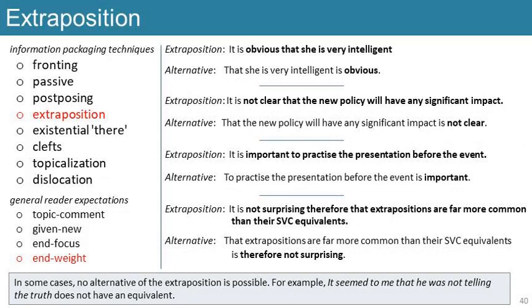The primary reason why writers choose extraposition is to comply with the principle of end weight. Compare the weight of the adjective phrase at the end of the extraposition sentences here with the weight of the adjective in the alternative version with the same meaning. An associated reason is that the length of the subject in the SVC version can make the sentence more difficult to process. It is not surprising, therefore, that extrapositions are far more common than their alternative equivalents.